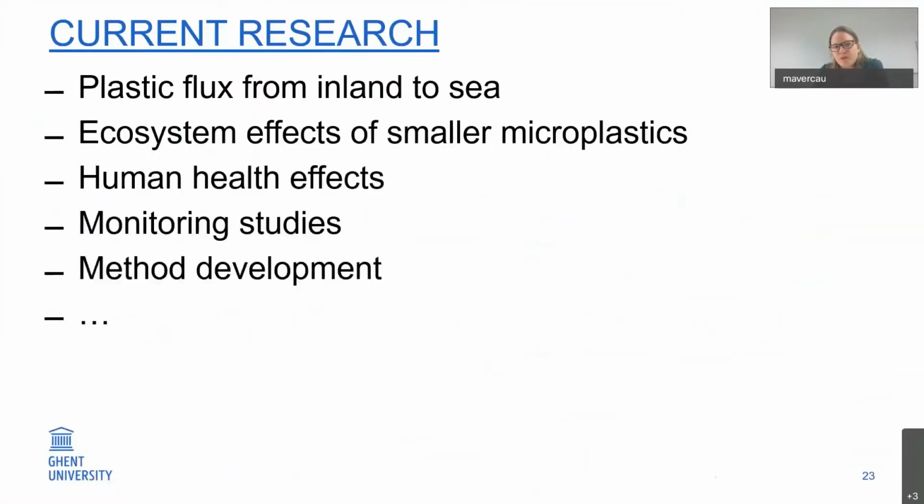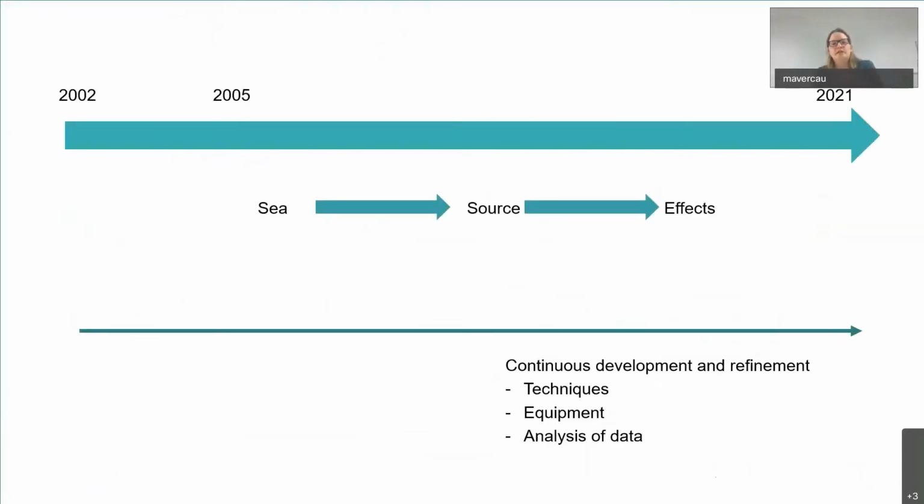For now, we are working on plastic flux from inland to sea. We are looking into ecosystem effects for the smaller microplastics, human health effects, but also monitoring studies where we want to create a baseline for future evaluation measurements. And we want to look at method development, of course, also. So in this short time between 2005 and now, we went from sea to source, so more inland research, and then we moved on to the effects. And we tried to do everything still.